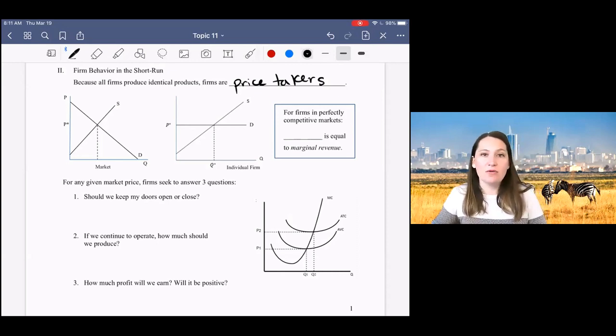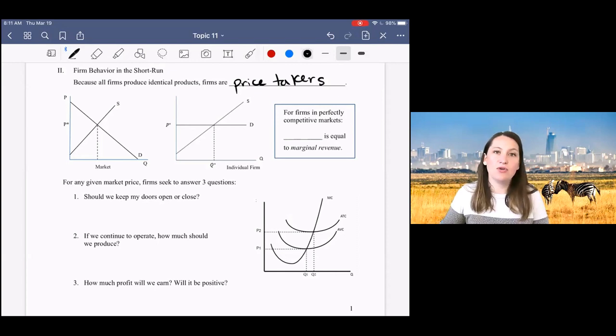So if you were to go to the grocery store, you know the market price of apples is, say, $2 a pound. Well, if one of these farms tried to sell their apples to the grocery store for $5 a pound, there's no way the grocery store would buy it. It's exactly the same apples that they can get from someone else for $2 a pound. So these firms have no ability to raise their price above the market price. They simply observe the market price and then take that price as given. Okay, so we call them price takers.